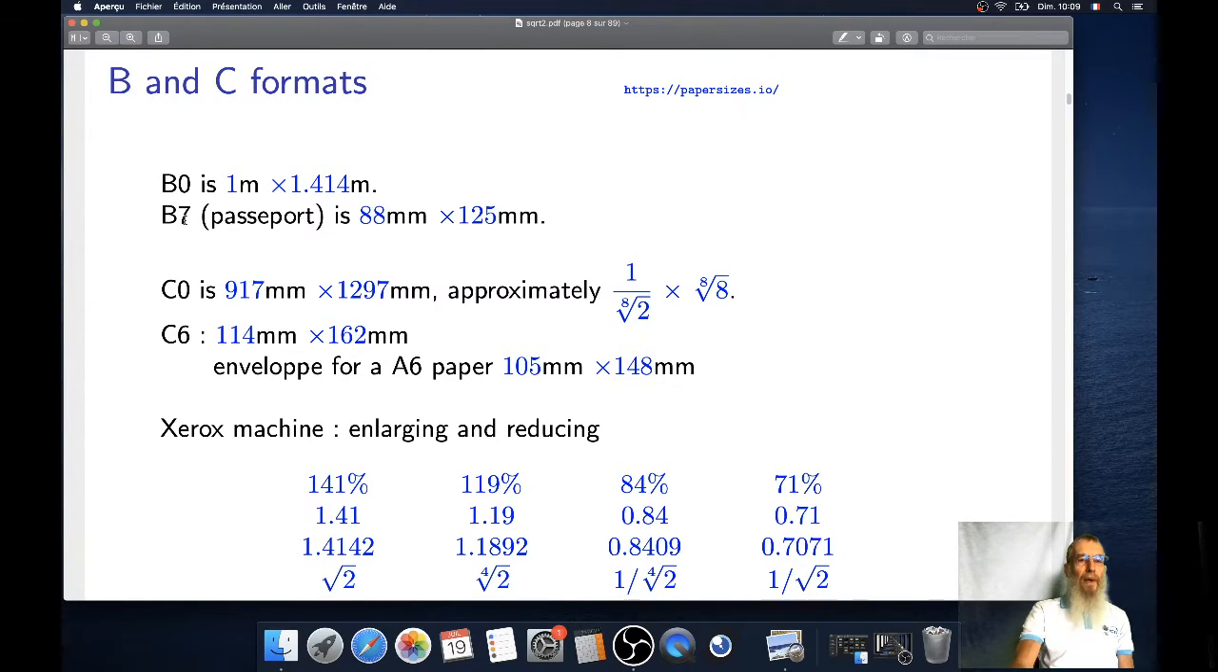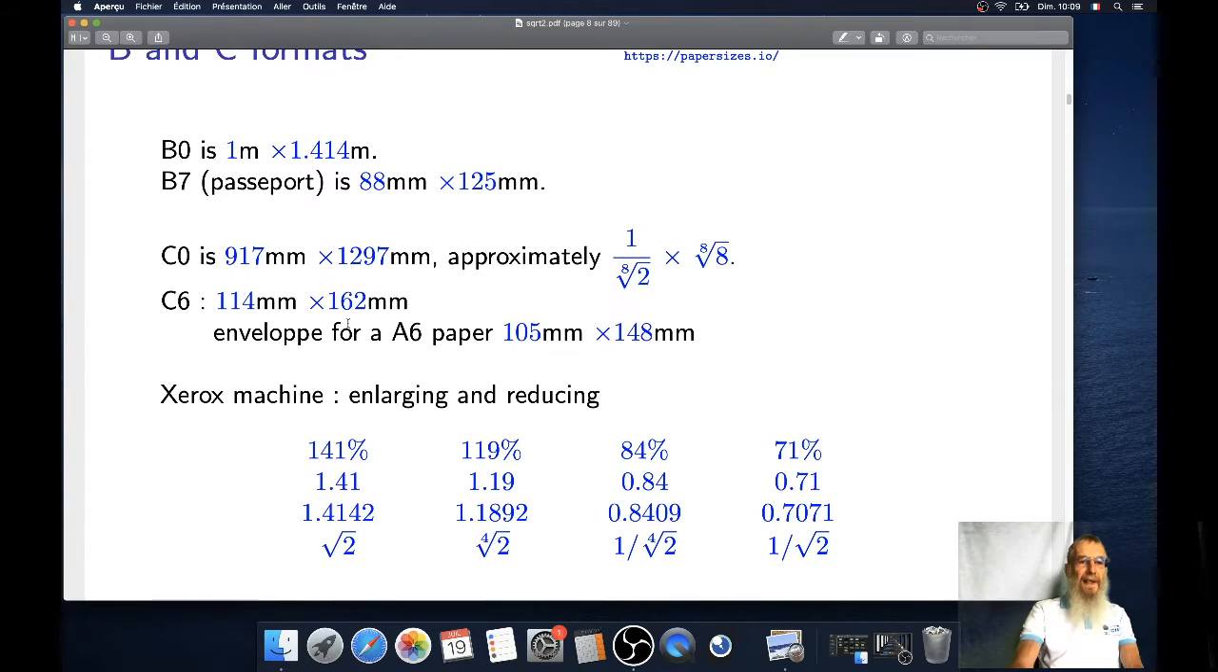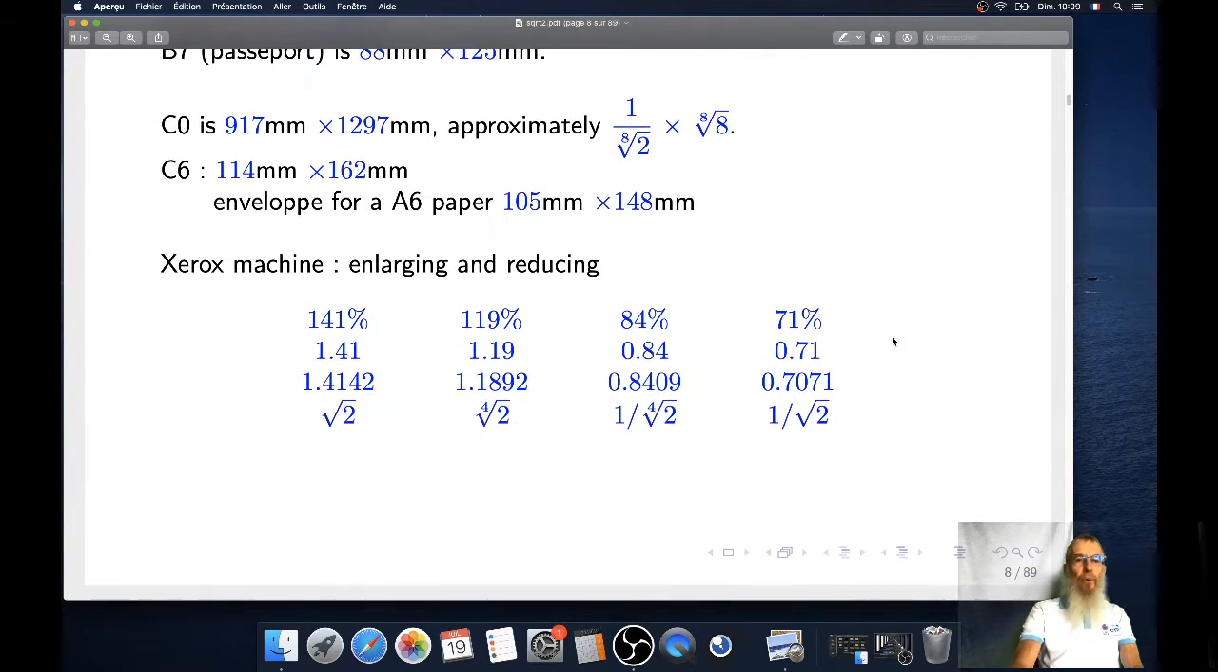And if you look at the B7 format, it is the size of a passport, 88 millimeters times 125 millimeters. The C0 format has the values for the sides. The long one is 8th root of 8, and the small one is 1 divided by 8th root of 2. The C6 paper is the size of an envelope which just fits for A6 paper. If you look at the Xerox machine, you will see that the proportions for enlarging and reducing are just given by approximations of square root of 2, fourth root of 2, and the inverse of these two numbers.